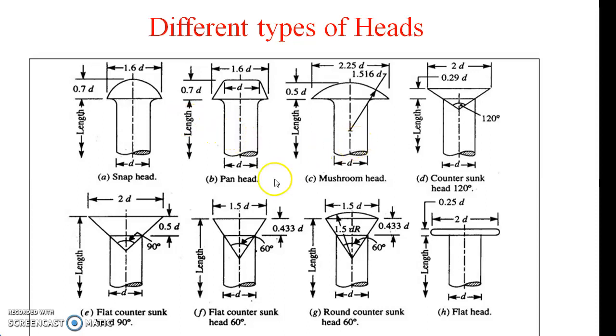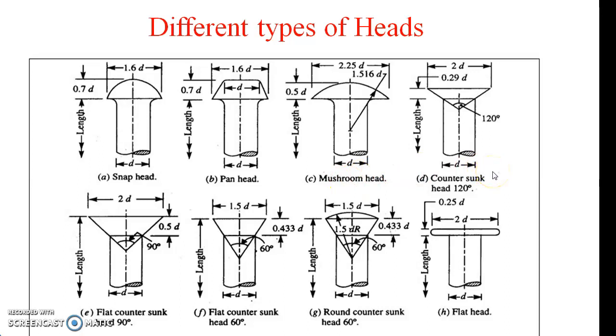Next is pan head. In this pan head, the head is of truncated type, or the head looks truncated. So this is called pan head, since it looks like a pan. Next is mushroom head. The head looks just like a mushroom. That's why this is called the mushroom head.